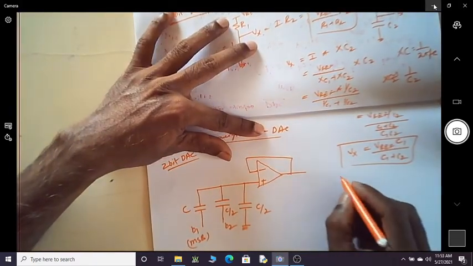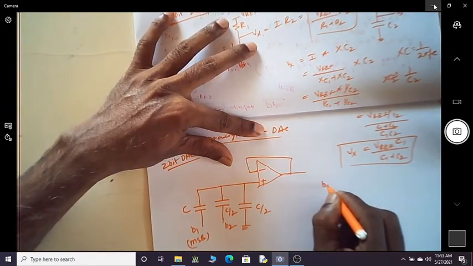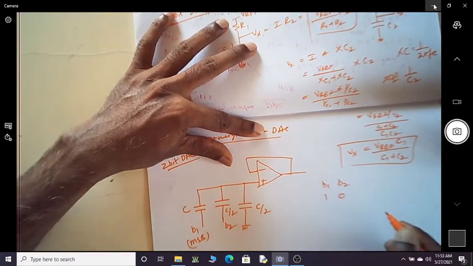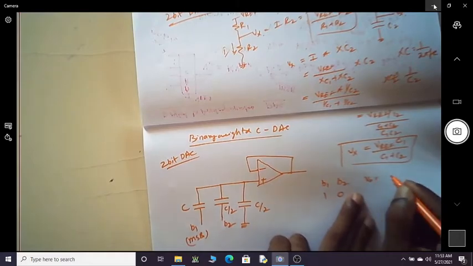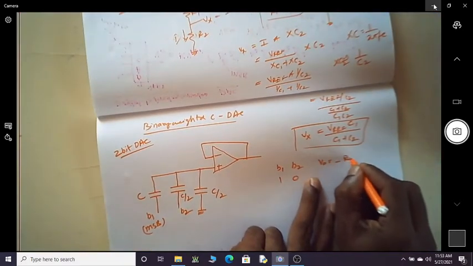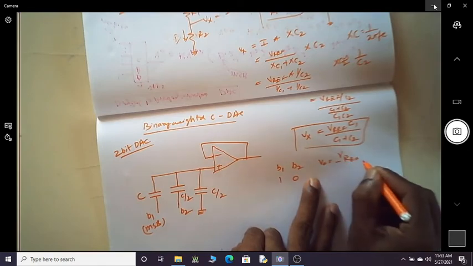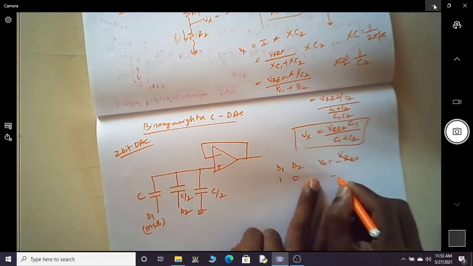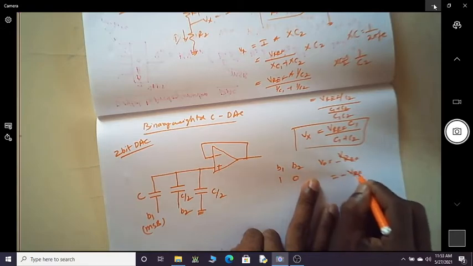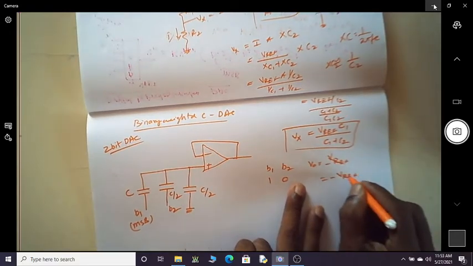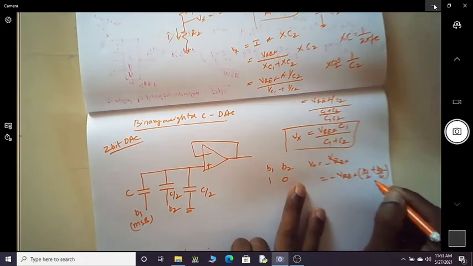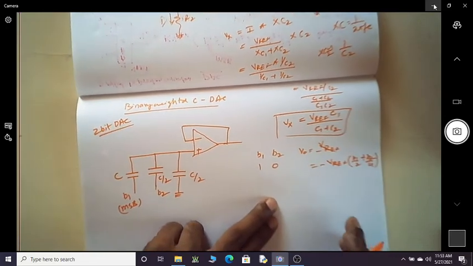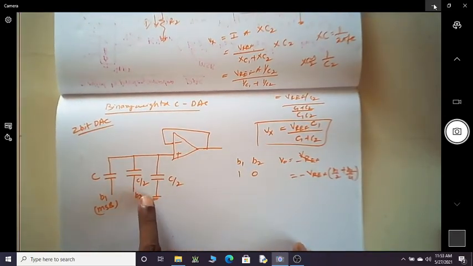Suppose you consider the combination of B1, B2 which is 1, 0. As per our expression, what we are supposed to get is V0 equal to minus V reference multiplied by B1 by 2 plus B2 by 4, which is the expected expression. Let us see, do we get the same expression if we go with this.